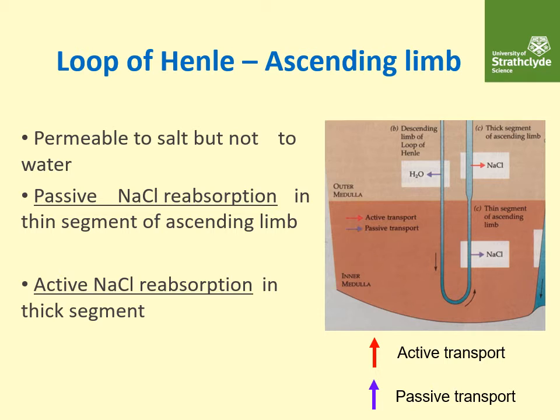So it's permeable to salt but not to water, and we get passive reabsorption in the thin segment of the ascending limb and active reabsorption in the thick segment. The active part demonstrates a slightly different cell type associated with the movement of salt out of the ascending limb. And this passive movement is simply due to the salt gradient.